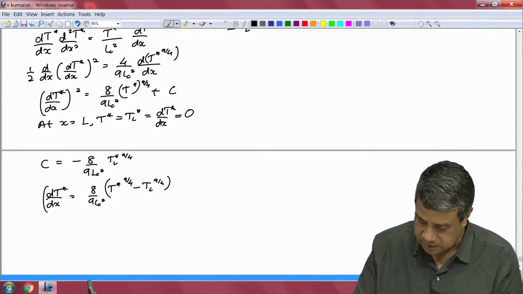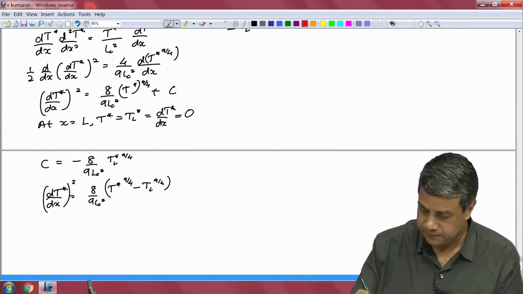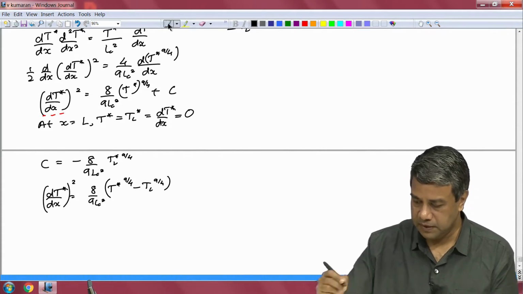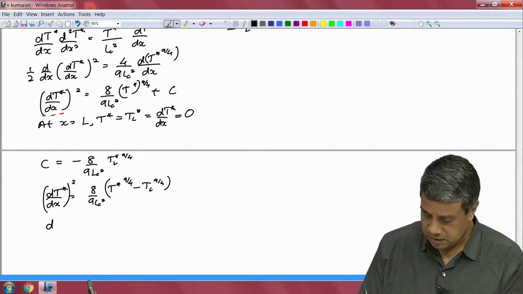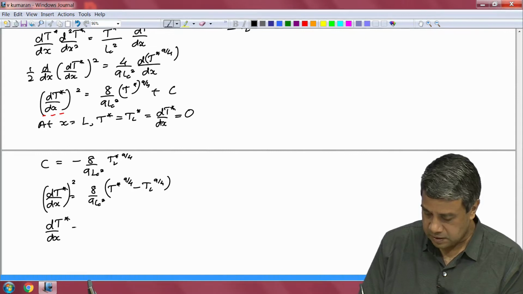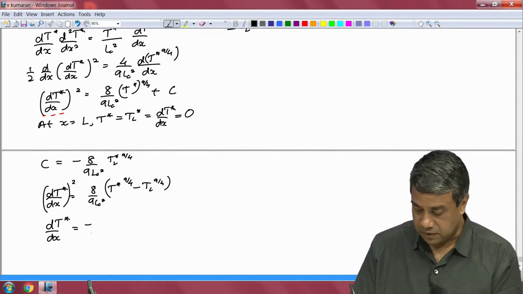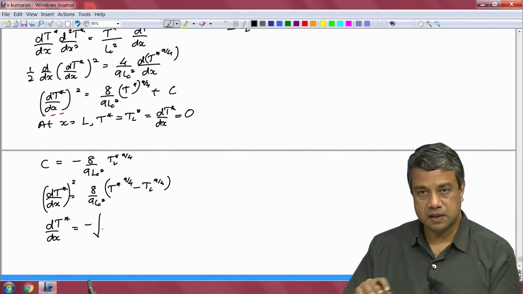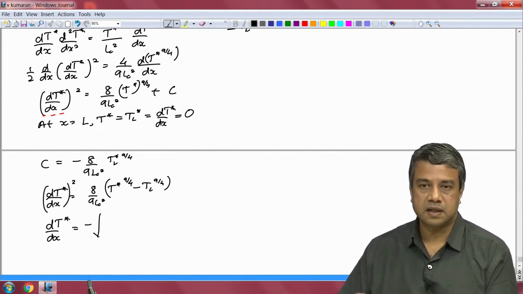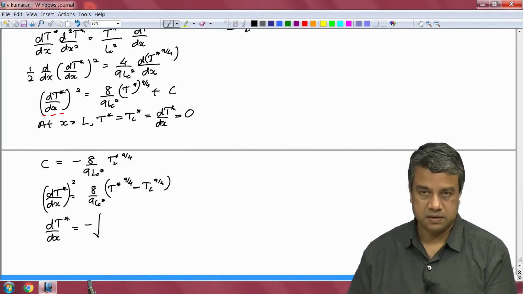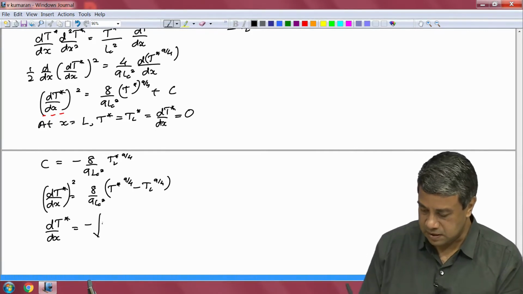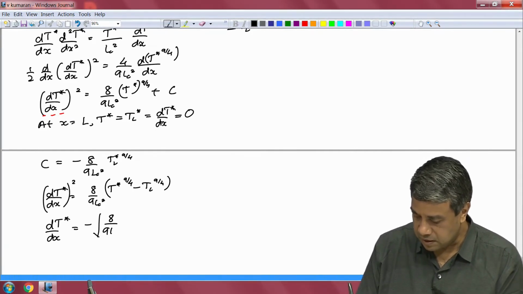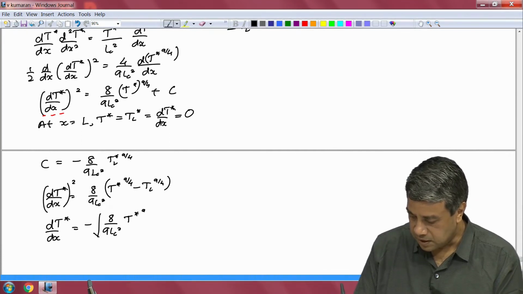And this is a square here. I can take the square root of this dT star by dx. When I take the root, I have to take the negative root, because temperature has to decrease downstream. As you go along the length, the temperature has to decrease because there is conduction going out. There is transfer of heat out from the fin. Therefore, the temperature has to decrease, and I will get 8 by 9 L C square, T star power 9 by 4 minus T_L power 9 by 4.